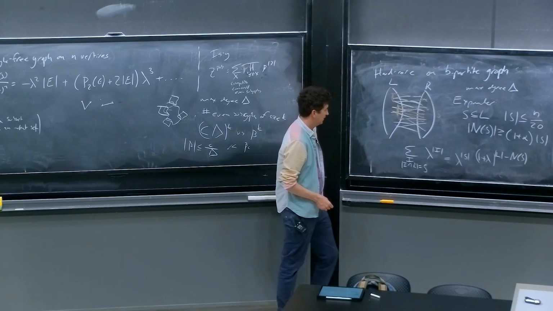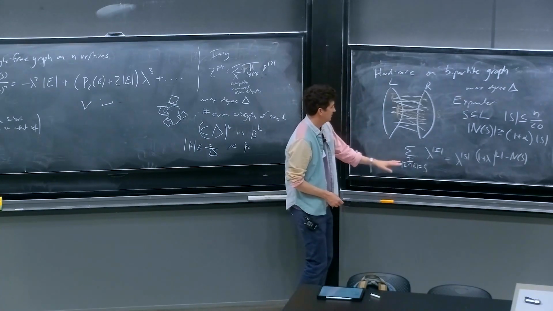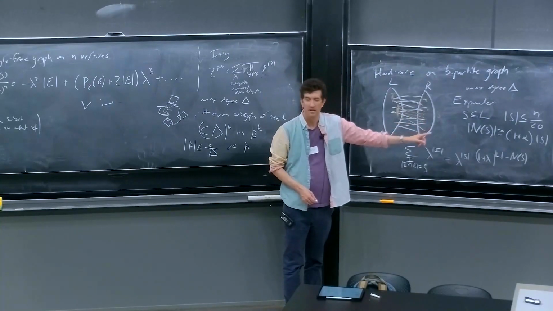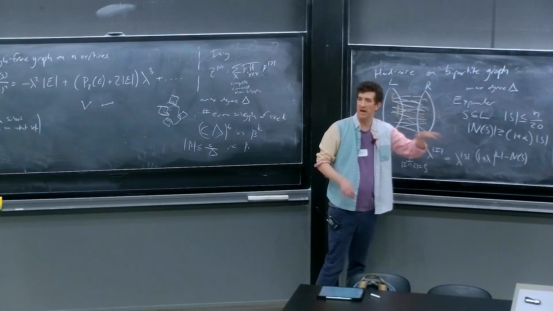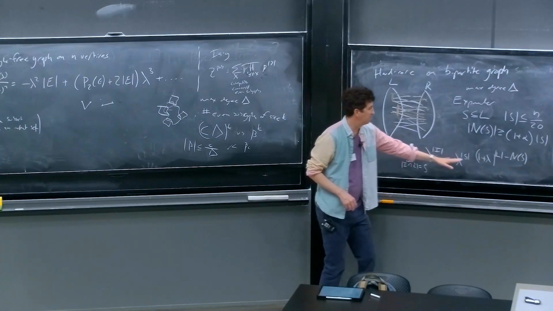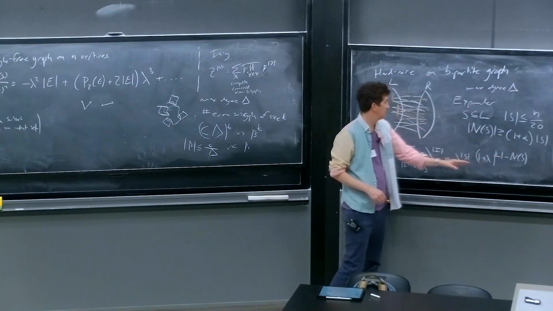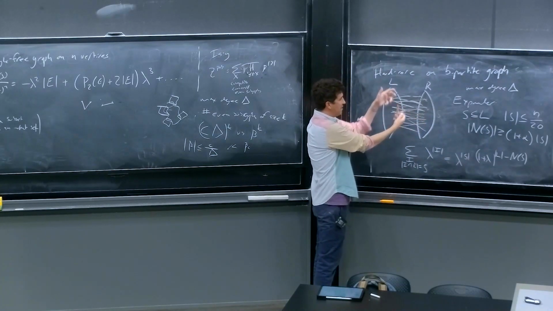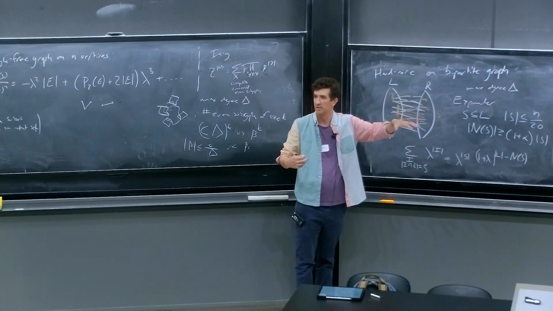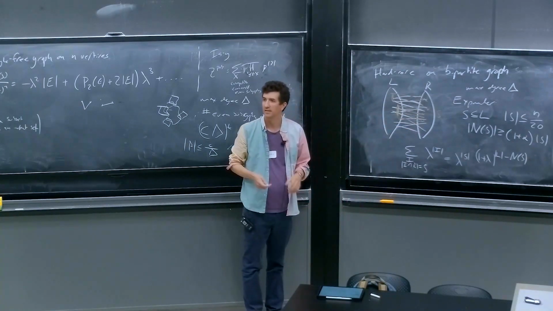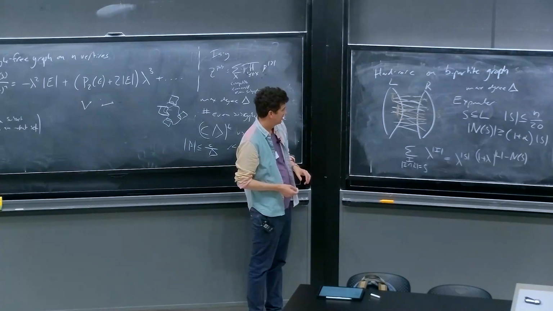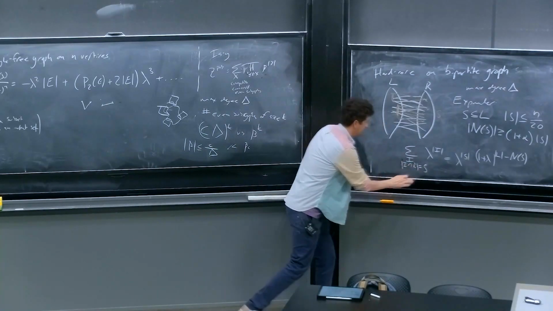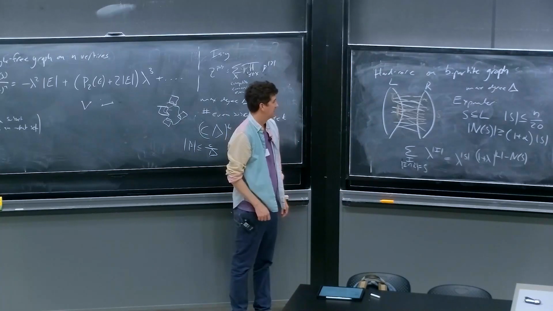Now, one nice thing is this doesn't factorize over vertices, but it does factorize in some way. Certainly the lambda to the S factorizes, but the 1 plus lambda to the minus neighborhood size factorizes over groups of vertices whose neighborhoods don't touch. Question? Under the sum, should there be an absolute value? Oh yeah, you're right. Good. Thank you. Yeah, it's a set. Thanks.